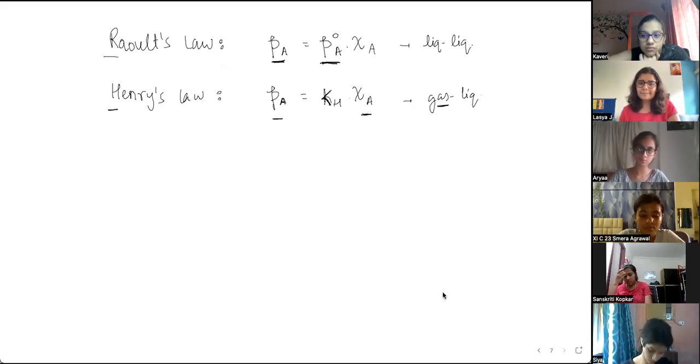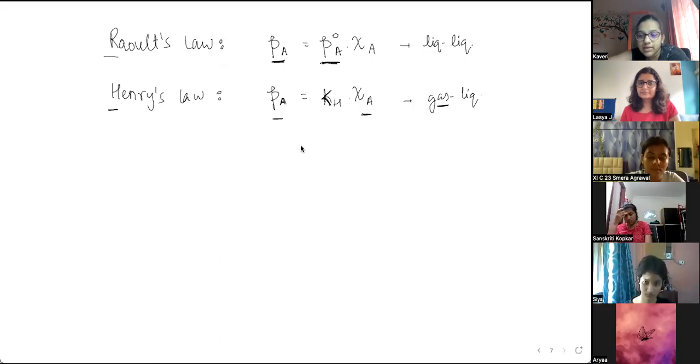Yeah, Kaveri, what's up? So Raoult's law can be like basically liquid can be made to gas by increasing the temperature, right? Increasing the temperature, also you need to ensure that the solvent remains as liquid only. There has to be like a difference in the boiling point between the solute and the solvent. Yeah, you need a large difference between the boiling points. Yeah. Okay. That is the thing.